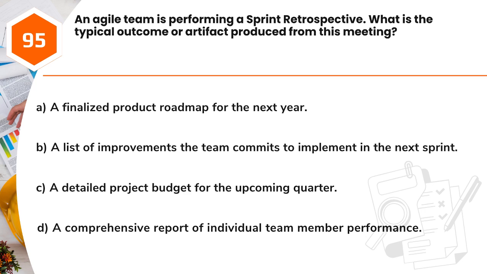Question 95. An Agile team is performing a sprint retrospective. What is the typical outcome or artifact produced from this meeting? A. A finalized product roadmap for the next year. B. A list of improvements the team commits to implement in the next sprint. C. A detailed project budget for the upcoming quarter. D. A comprehensive report of individual team member performance.